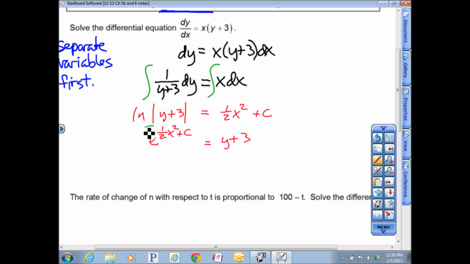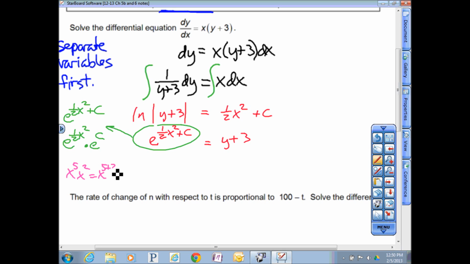But now here's a little trick that we need to get used to. This thing right here, a little side work. What we need to get used to is that e to the 1/2 x squared plus c is the same thing as e to the 1/2 x squared times e to the c. Well, wait a minute. Why is that? For the same reason that x to the 5th times x squared is equal to x to the 5 plus 2 power. What we did is we reversed it. If you're multiplying x's, you're going to add their exponents together. Well, what we did is we had this e to the 1/2 x squared plus c power, and we took them apart and wrote them each with their own base of e.